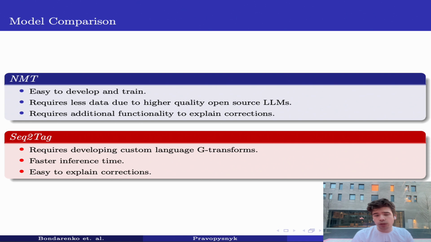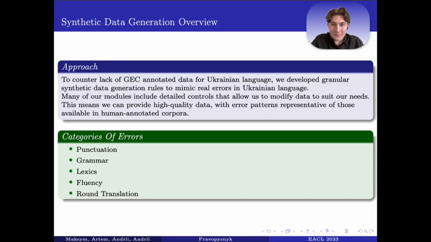On the other hand, sequence tagging models do require a labor-intensive development of custom language G transforms. However, they provide faster inference time and they make it easier to explain corrections to the end user. So, we need to talk more about synthetic data generation. To train and test our models, we rely on the generation of data. In the following subsections, we explain what techniques we use to imitate natural errors for the large corpus of correct sentences. But first of all, we determine that we generate 5 types of errors: punctuation, grammar, lexic, fluency, and round translation.